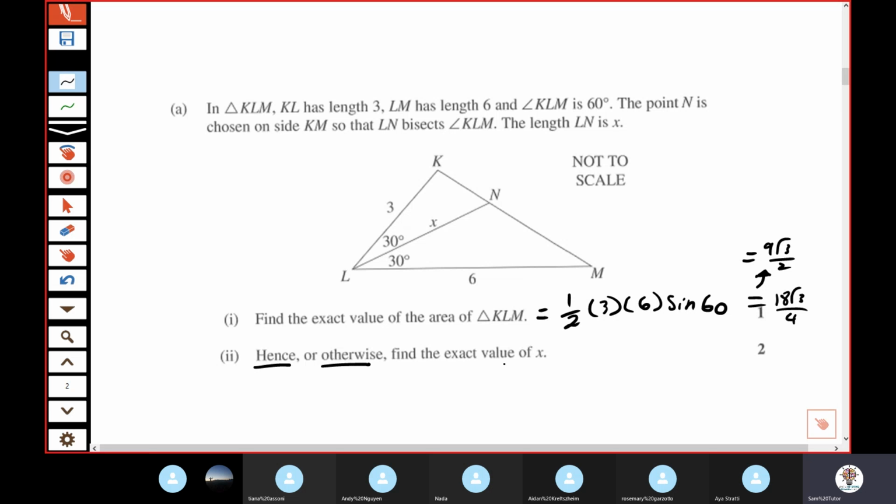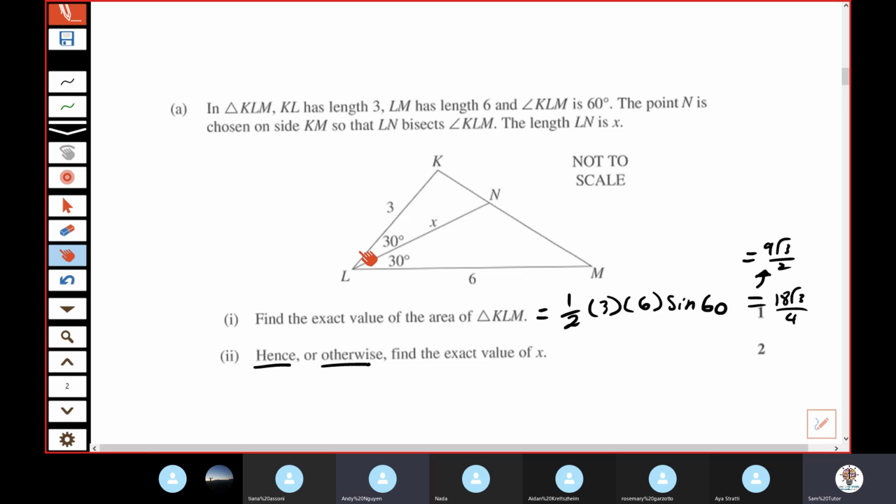Hence or otherwise, find the exact value of x. Okay. Can somebody give me any idea of what they're going to do? What do you think they're hinting at to you? They're trying to hint something by giving you that and then giving you the hence. What are they hinting at for you to do in double I? Use part I. Yes, how? Can you tell me? Use the area you found minus one of the triangles' area.